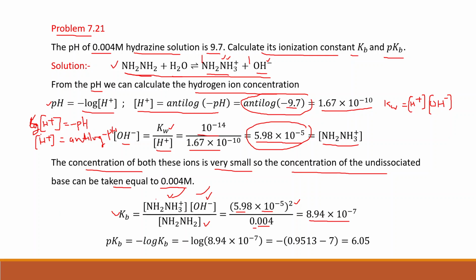Okay, now using this Kb we can find out pKb. pKb is equal to minus log Kb. Now put the value minus log 8.94 into 10 to the power minus 7, and if we solve it we will get 6.05.